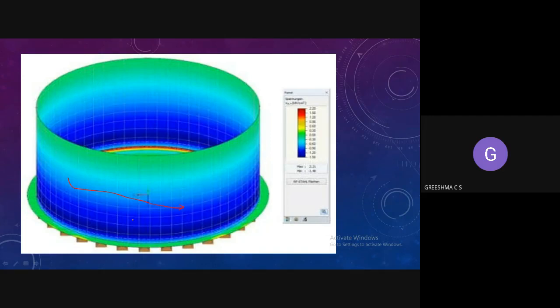Why? Because load is more. But as you come to the end, towards the top, you don't need much reinforcement. Why? Because there the force is less, and also moment and stress, everything is less. So what we can do is, on the top layer, you can increase the spacing between the reinforcement bars. The bars can be placed a little further apart.